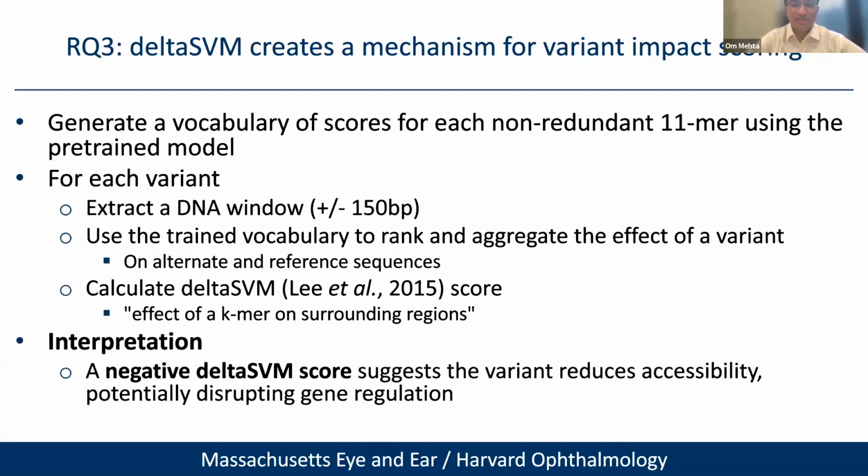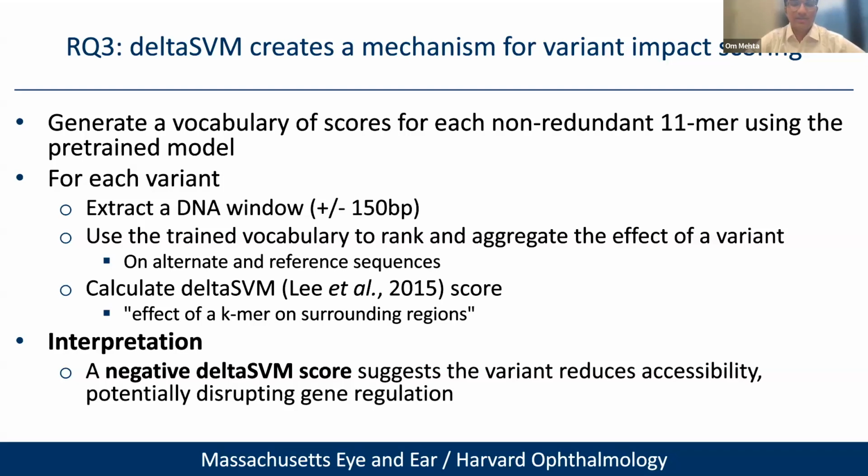For our final research question, we implemented Delta SVM, a method for scoring the impact of non-coding variants on chromatin accessibility. The goal is to predict whether a variant might disrupt gene regulation by altering the openness of the surrounding DNA. We began by generating a vocabulary of scores for every non-redundant 11-mer using a model trained on our open chromatin regions. These k-mer scores represent how much each sequence contributes to making DNA accessible.